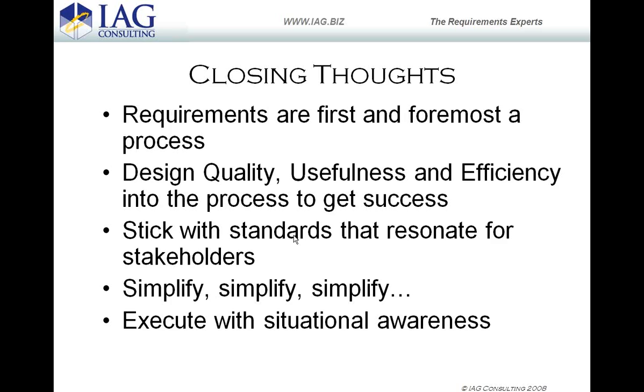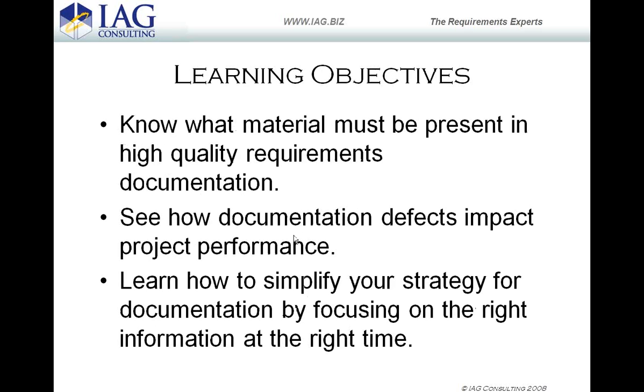It does actually, Jan, have a heading for business requirements, but I'll talk to that as we go through. Know what material must be present. So hopefully I've said what material must be present in high-quality requirements documentation. There are certain things that have to be there. There are also certain things that you really don't want there in high-quality business requirements documentation. See how the requirements documentation defects.